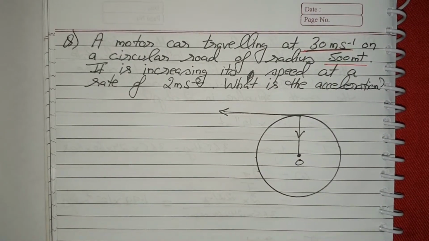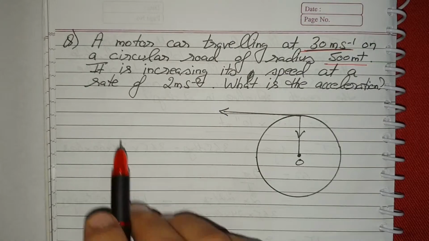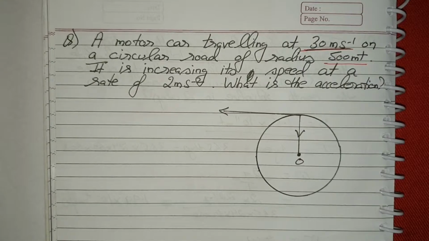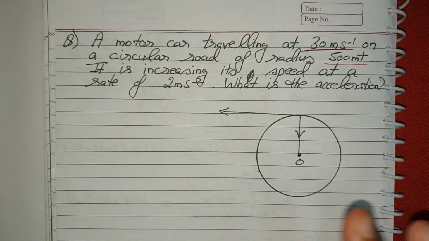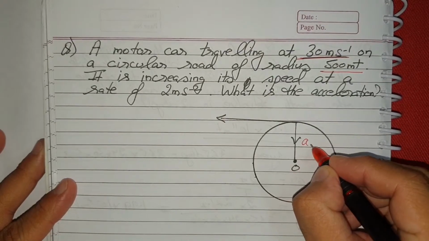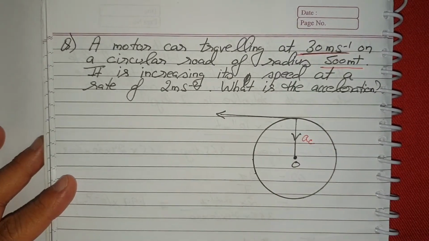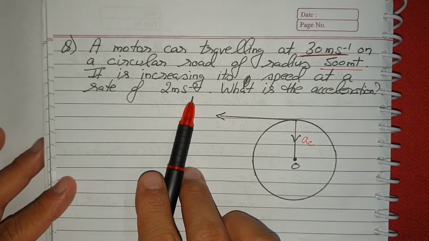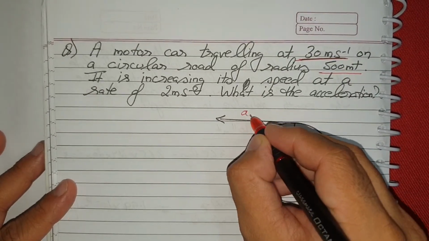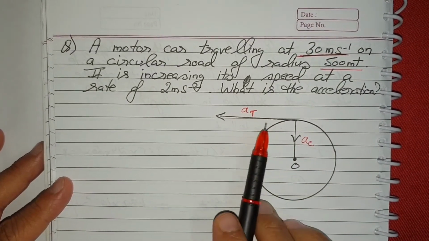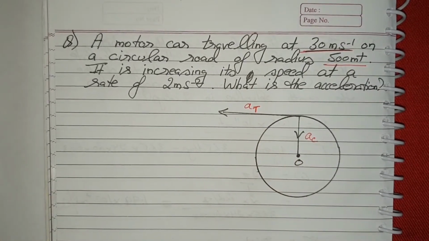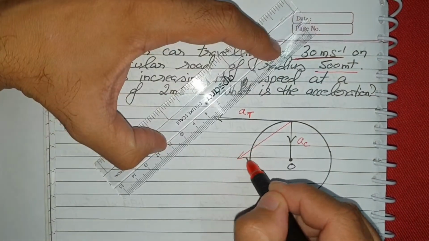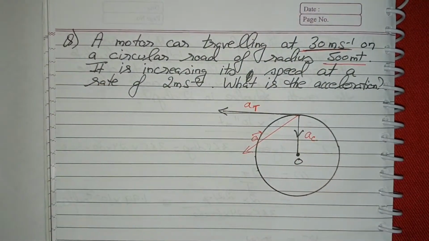A motor car is traveling at 30 meter per second on a circular road of radius 500 meter. It is increasing its speed at a rate of 2 meter per second square. What is the acceleration? Now first of all, this object is undergoing 2 accelerations because this is circular motion, so there will be a centripetal acceleration which is directed towards the center, and also it is increasing its speed. This is not a constant speed, it is increasing at a rate of 2 meter per second square. So there is also what is known as the tangential acceleration. We know that these two are at 90 degrees to each other. So the resultant acceleration will be along this direction, and we have to find its value.